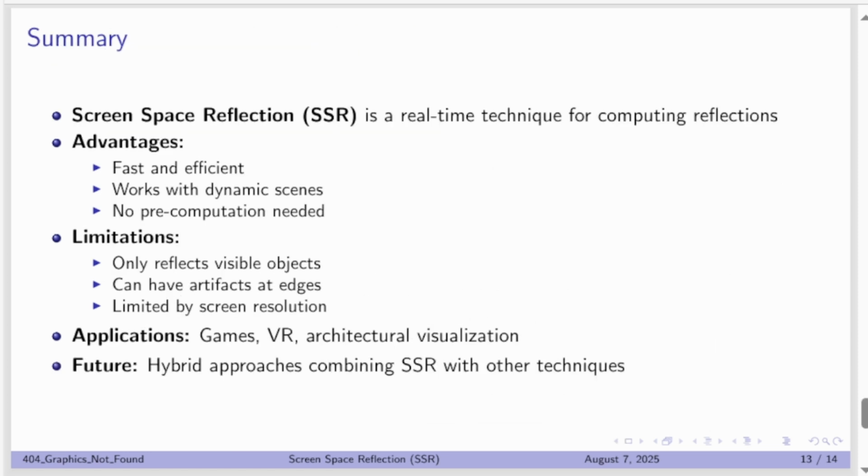To wrap up, let's distill the key takeaways from everything we have just covered. SSR is fast and dynamic because it reuses the current frame's data. It's limited to visible objects and can show edge artifacts. Smarter sampling, temporal reuse, ray tracing fallbacks, and neural filtering tame those flaws. With these upgrades, SSR remains the real-time graphics workhorse for reflections.